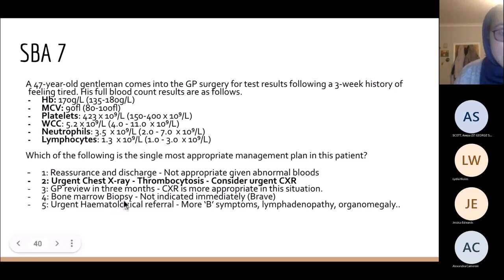Bone marrow biopsy is a wild step to take. And hematological referral, I understand why you might be thinking that. However, for hematology referral, you would get more what are known as B symptoms, which are symptoms associated more with hematological cancers, things like lymphadenopathy, organomegaly, and generic things as well, like weight loss, fevers, night sweats. You should attend the hematological lecture as well, and you'll learn more about what these B symptoms mean specifically. But for this SBA, the answer is actually 2.